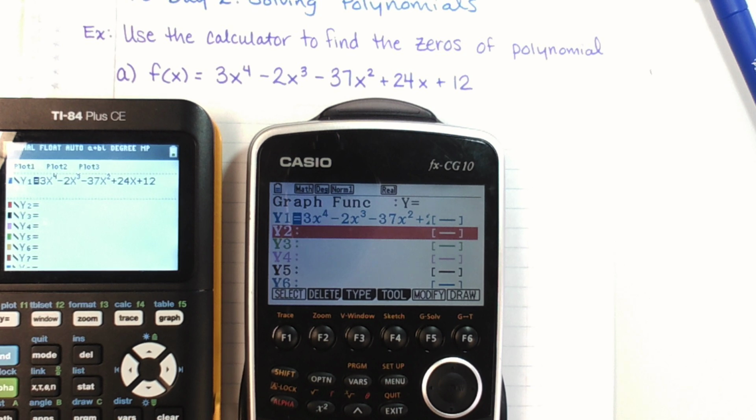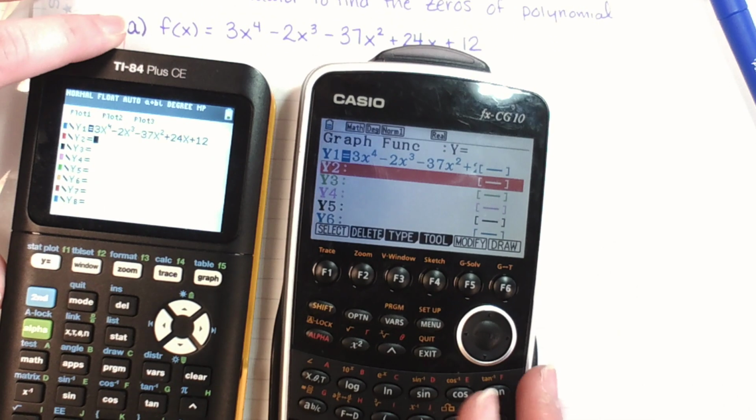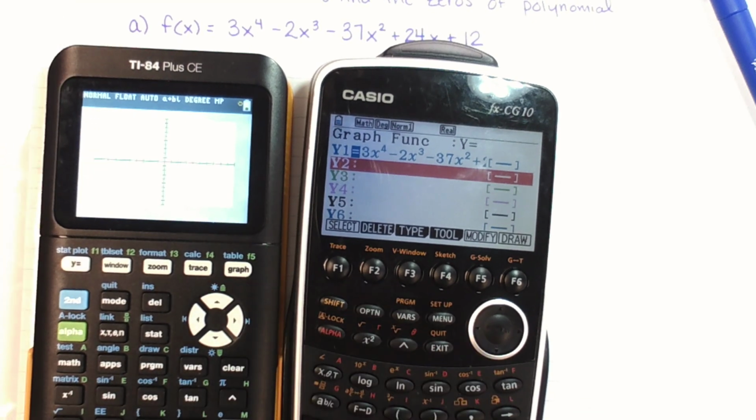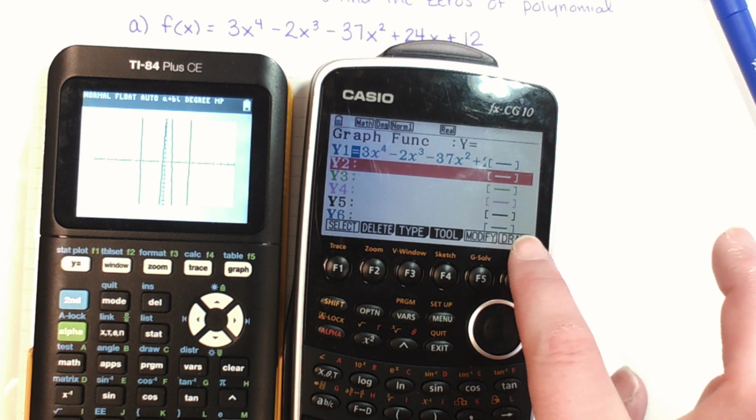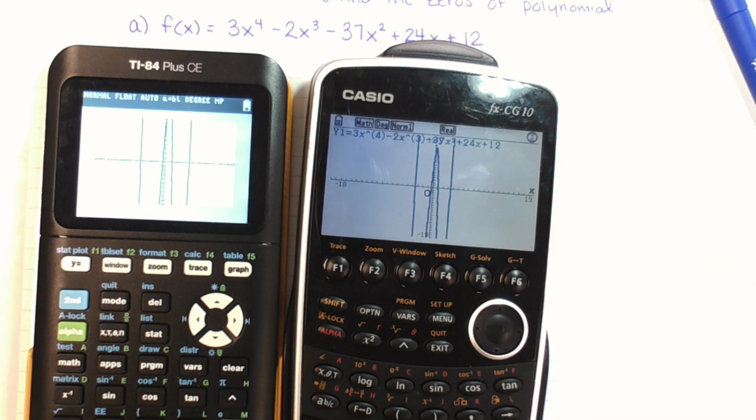Click enter to confirm that you've got your function in there. And then to see my graph on my TI, what do I click? Graph. On my Casio, what do I click? Draw. Now, not all of you are going to see the same thing on your calculator because you've got to pay attention to where your calculator zoomed in.